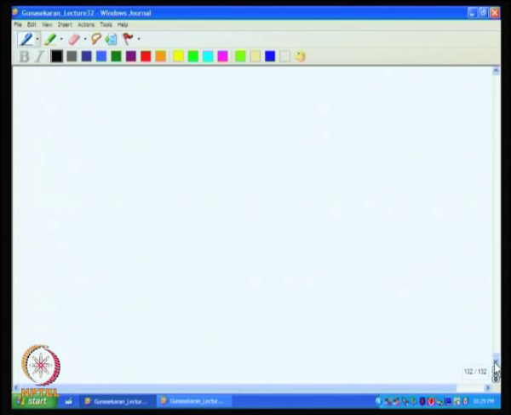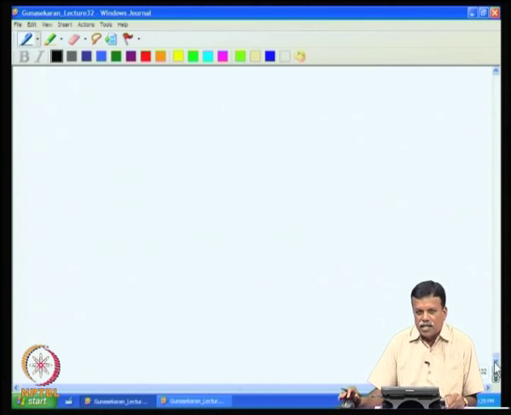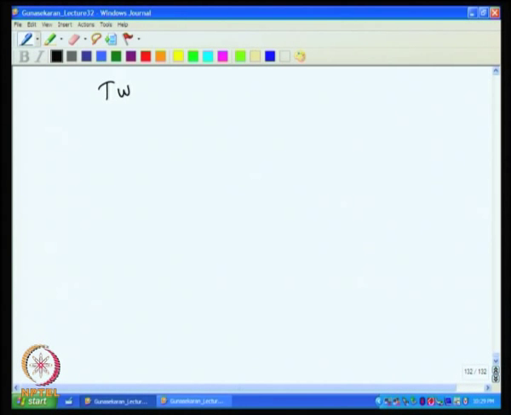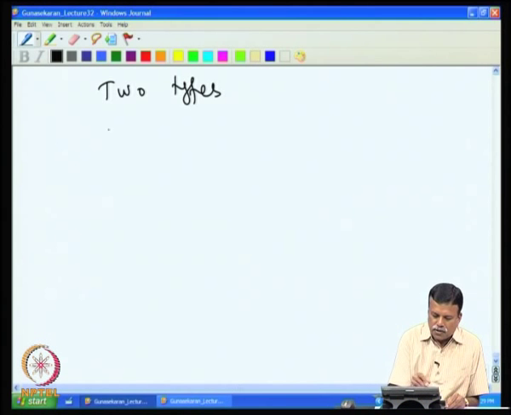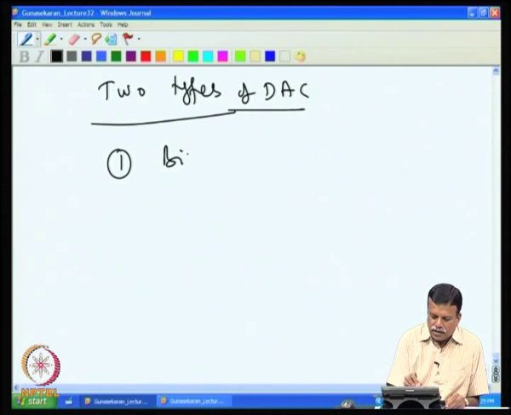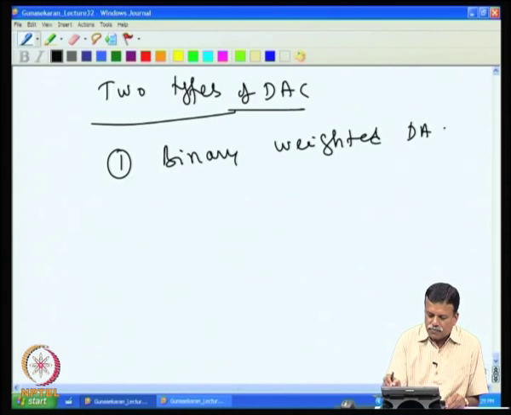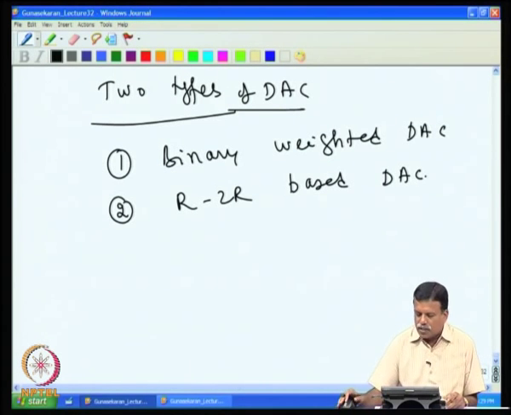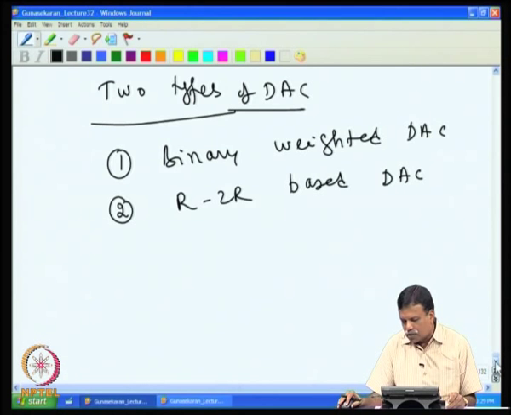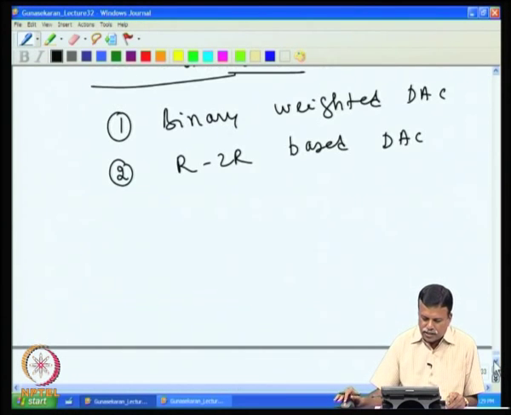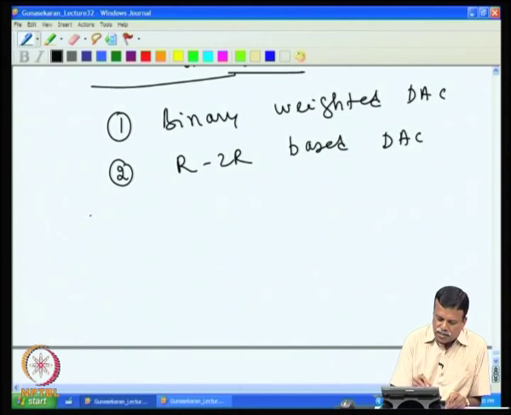Now, having seen the general working of the DAC, let us see the types involved and then closely see how they are working. There are two types of DAC. One is the binary weighted DAC. The second one is the R2R network based DAC. There are two types of DACs available. Now, we see the first one, the binary weighted DAC.